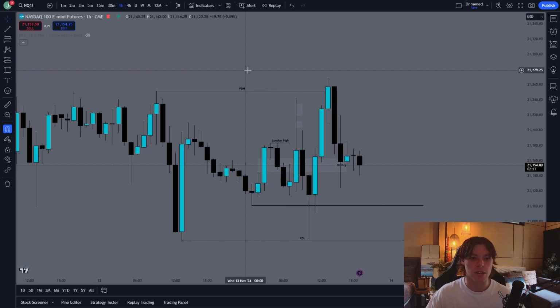So anyway, the way that I frame my bias for the session is the first thing I do every time is I mark out the previous day's highs and the previous day's lows. So I've got them marked out here and I've got them marked out down here.